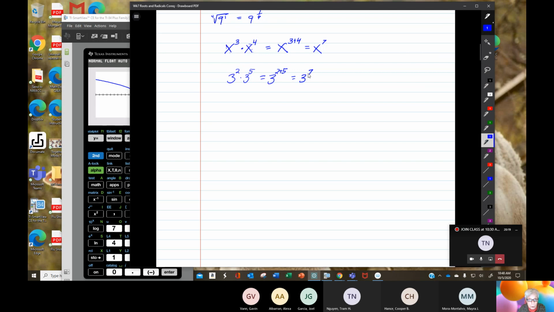Now there's another rule. Let's stay with 3. We could have 3 to the 7th power over 3 to the 4th power. The bases are the same, so we subtract the exponents. 3 to the 7 minus 4, which is 3 to the 3rd power, which incidentally is 27.